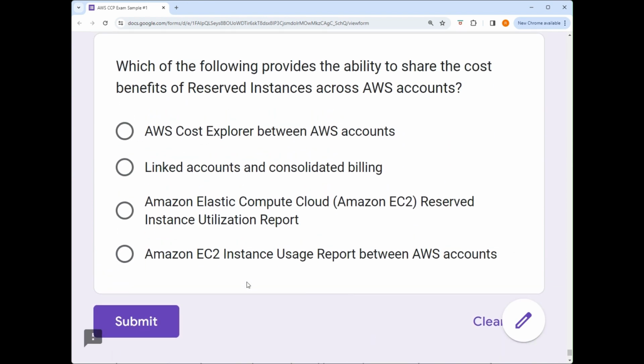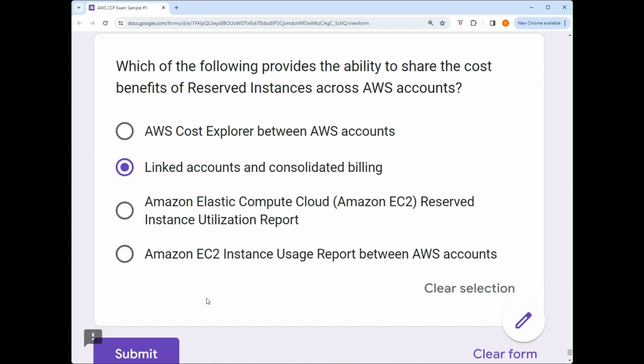Which of the following provides the ability to share the cost benefits of reserved instances across AWS accounts? AWS Cost Explorer between AWS accounts. Linked accounts and consolidated billing. Amazon Elastic Compute Cloud, Amazon EC2, Reserved Instance Utilization Report. Amazon EC2 instance usage report between AWS accounts. Correct answer: Linked accounts in consolidated billing.